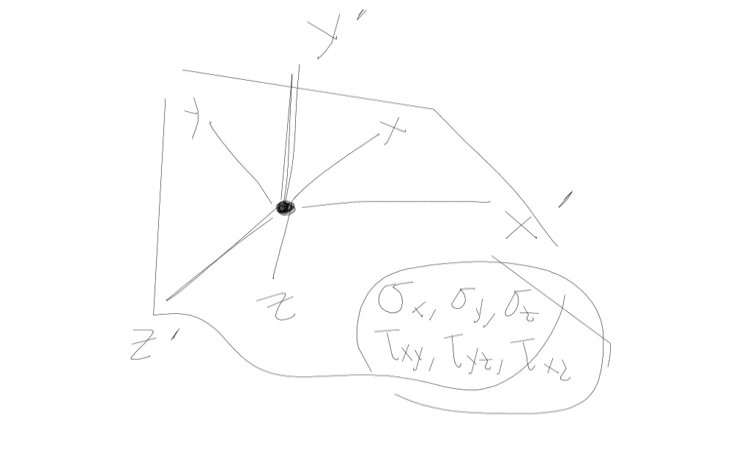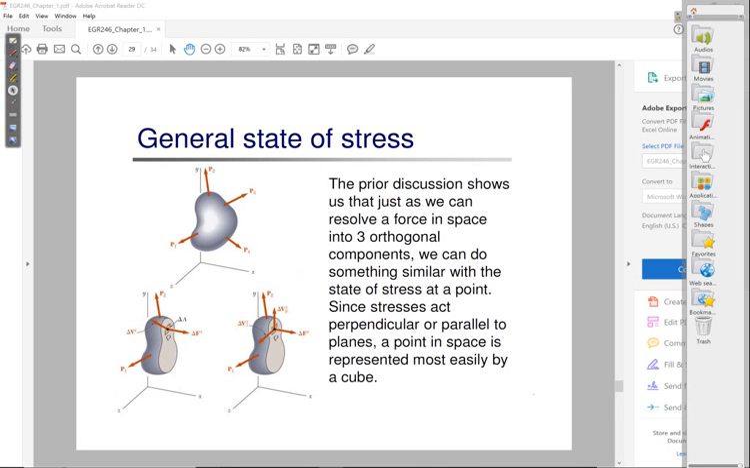So how do I go from one coordinate system to the other? That's a topic for chapter 7, which we'll get into. But for now, keep in mind that this is how we represent stresses in 3D: 6 different stress values. So that's your general state of stress.